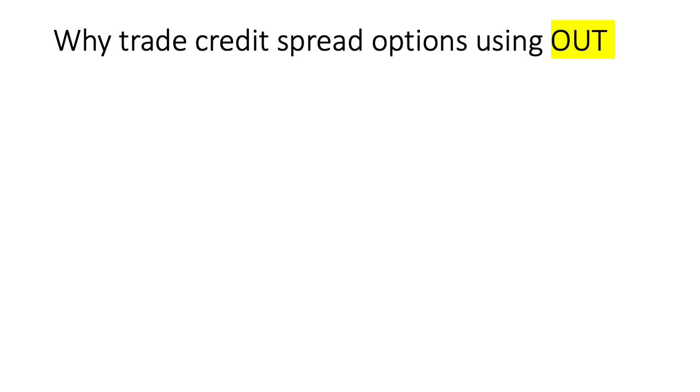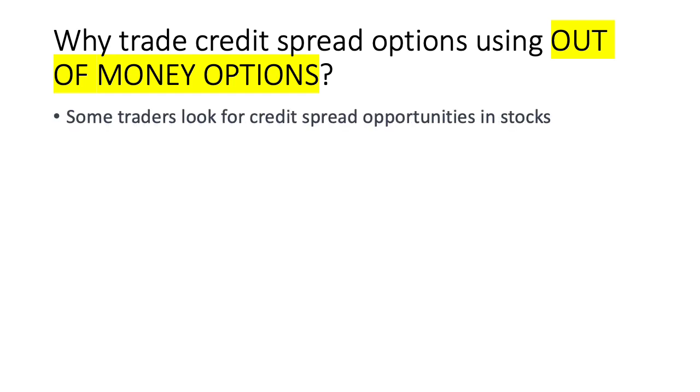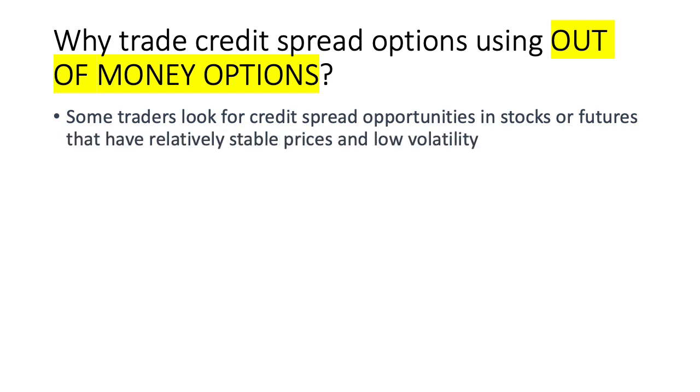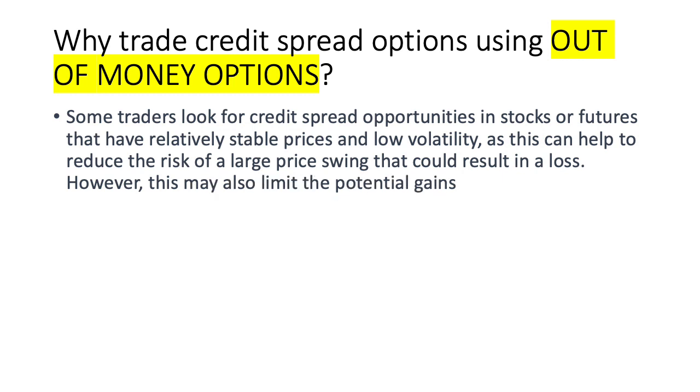Why trade credit spread options using out-of-the-money options? Some traders look for credit spread opportunities in stocks or futures that have relatively stable prices and low volatility, as this can help to reduce the risk of a large price swing that could result in a loss. However, this may also limit the potential gains from the trade.